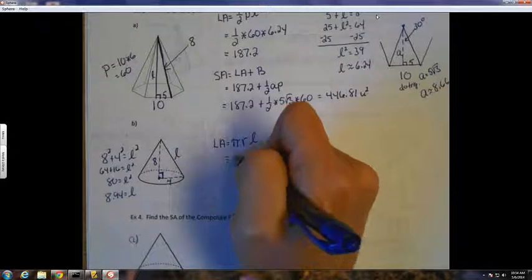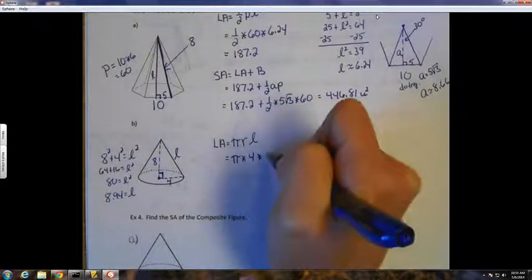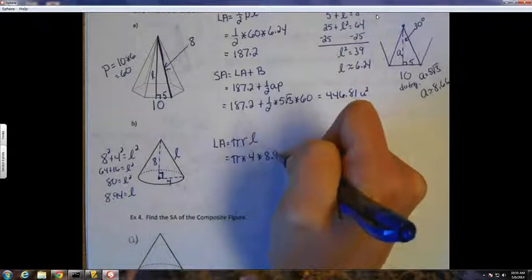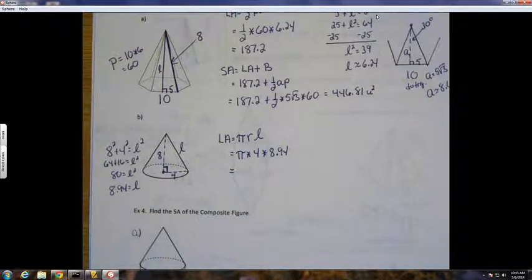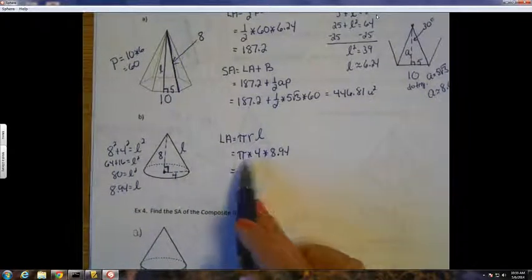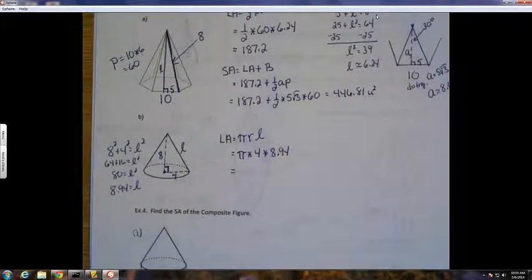Okay, so pi times 4 times the 8.94. I would multiply the pi into this answer just because we rounded that thing off. So there's no sense in leaving a pi dangling on the end there, looking like it's exact when it's not. Anybody cranking through it? 112.34.